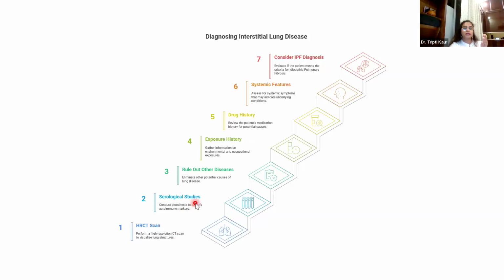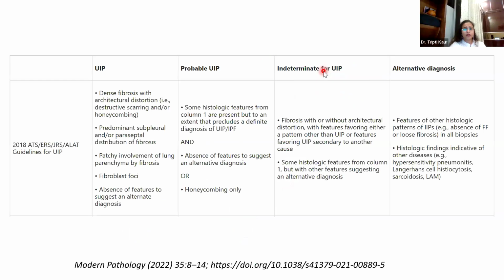You need to do serological studies to rule out connective tissue diseases. You need to rule out exposure history. Then what is the occupation of the patient? Is he on any drugs? Are there any systemic features? And then you come to a diagnosis of idiopathic pulmonary fibrosis. So for further reading, you can refer to this article, Modern Pathology 2022. It will give you guidelines on how to diagnose a UIP case if you are a practicing pathologist interested in lung pathology.